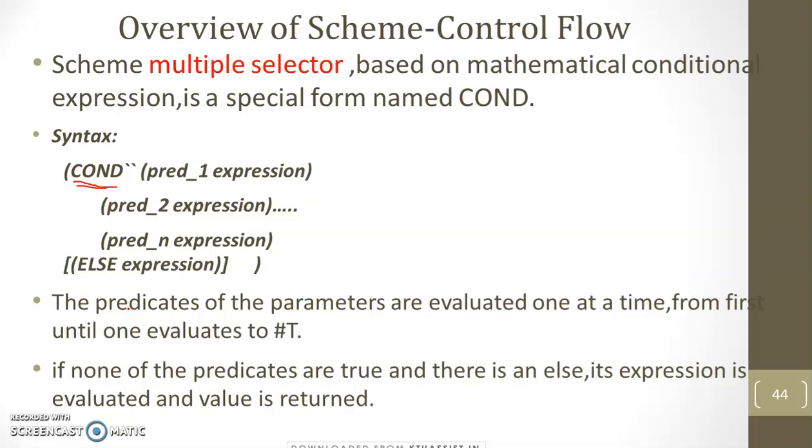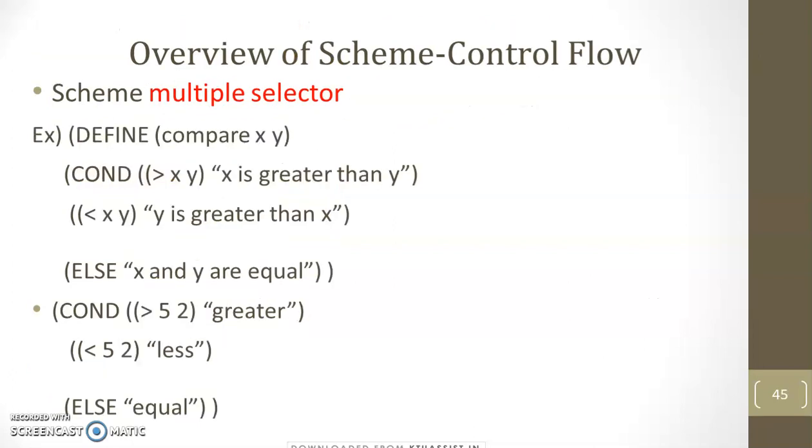The predicates of the parameters are evaluated one at a time from the first until one that evaluates to true. So COND is followed by predicate 1, then an expression, again a predicate, an expression, and it goes on like that. Finally, if no condition is satisfied, it moves to the else part. If none of the predicates are true, then the else expression is evaluated and its value will be returned.